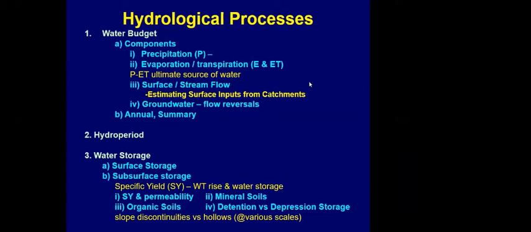So in the wetland hydrological process, the main components one needs to collect are precipitation, evaporation, transpiration. It may be direct collection or estimation with available tools and techniques. Surface water, groundwater, generally weekly, monthly, and annually, and finally a summary, along with the hydro period and how much is the surface and subsurface storage, supported by specific yield, permeability, type of soil, how much is mineral soil, how much is organic soil, how long is the detention, and how much is depression storage.